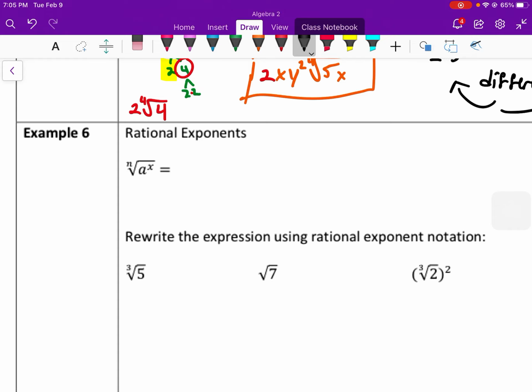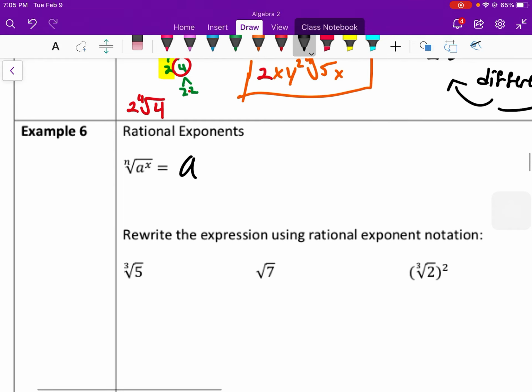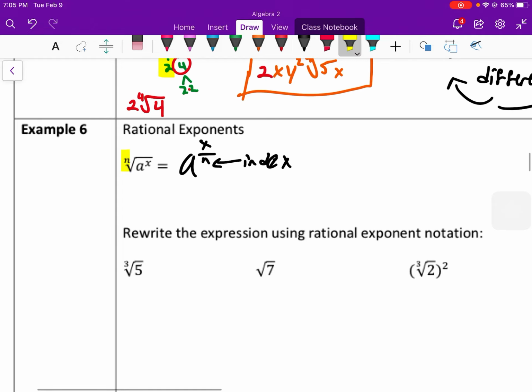So then for the rational exponents, we're going to be setting this up a little different. That's then of the form a to the x over n. So your index is this n here, so this n then goes in the denominator, and then your exponent, the x power, is going to go in the numerator when you do the reverse.